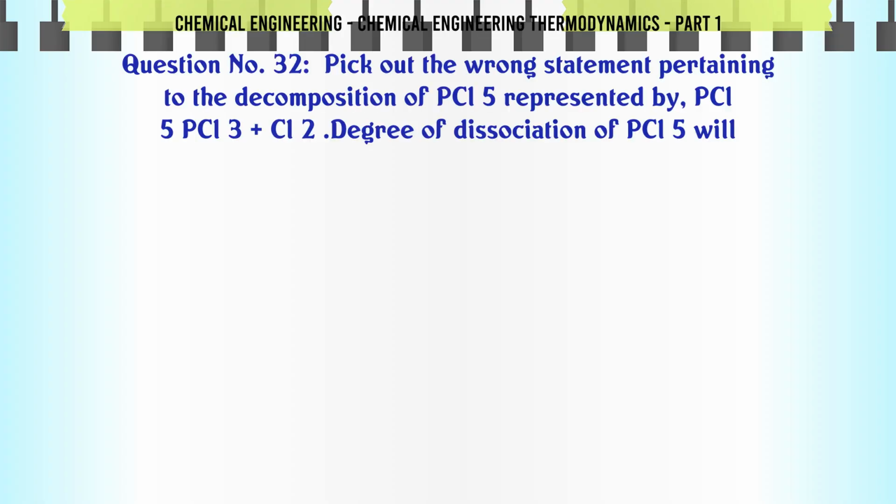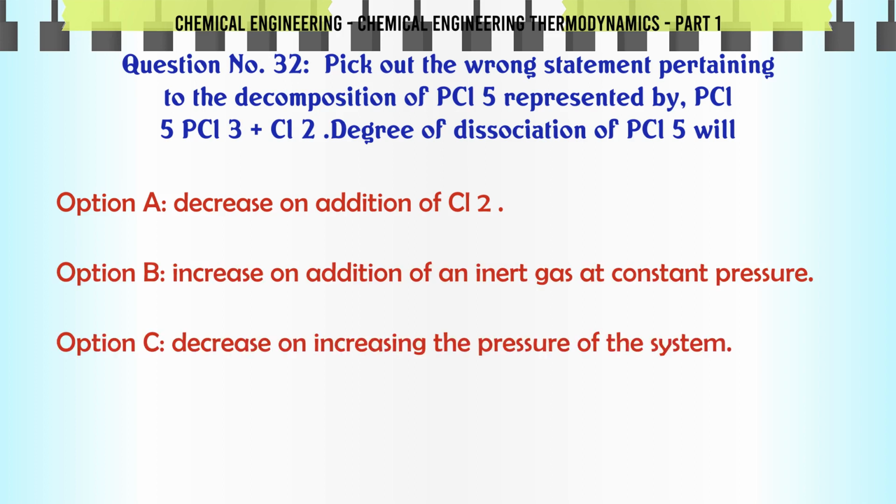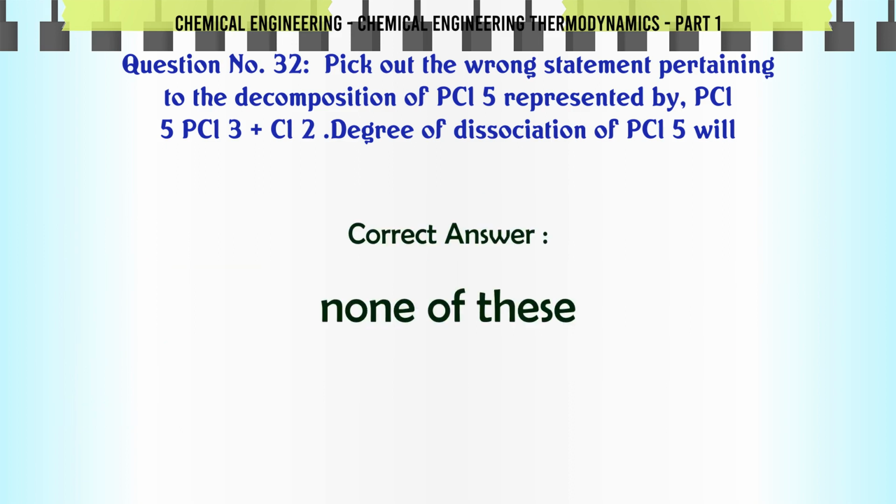Pick out the wrong statement pertaining to the decomposition of PCl5 represented by PCl5 ⇌ PCl3 + Cl2. Degree of dissociation of PCl5 will A. Decrease on addition of Cl2. B. Increase on addition of an inert gas at constant pressure. C. Decrease on increasing the pressure of the system. D. None of these. The correct answer is none of these.